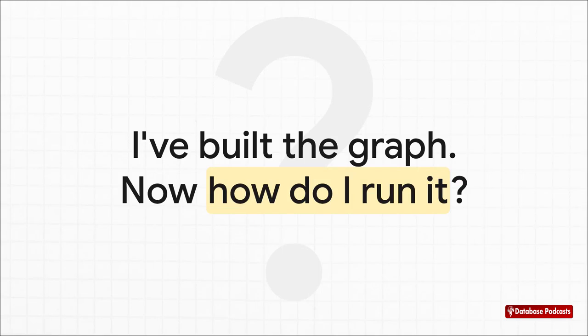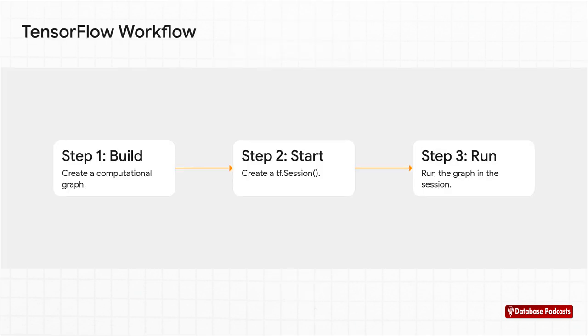So, we've got our blueprint, we have our constants, our variables, and our placeholders all set up. The graph is built, now what? How in the world do we actually run this thing and get a result? This older TensorFlow workflow is really strict. You've got to follow these 3 steps always in this order. First, you build the graph, which is what we've been doing. Second, you create something called a session. And third, you run your graph's operations inside that session.